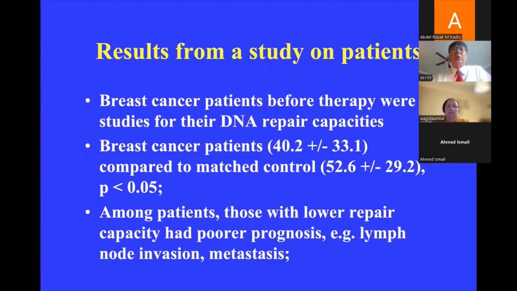Breast cancer patients were recruited before therapy and were studied for their DNA repair capacity. From our breast cancer patients, the repair capacity, quantitated as a group, was 40.2 plus or minus 33.1, compared to matched female normal controls at 52.6. These two are significantly different from each other. That means the cancer patients, even before therapy, have less repair than normal females.